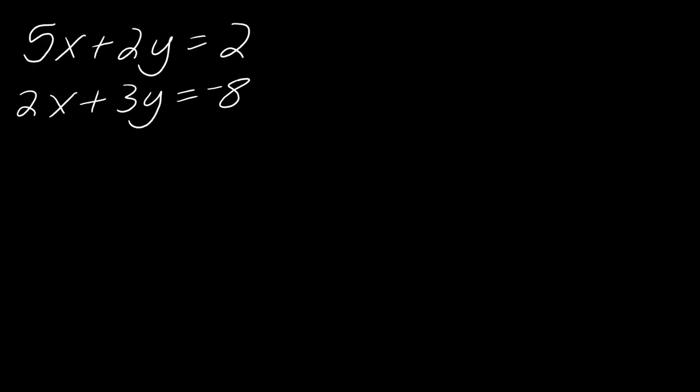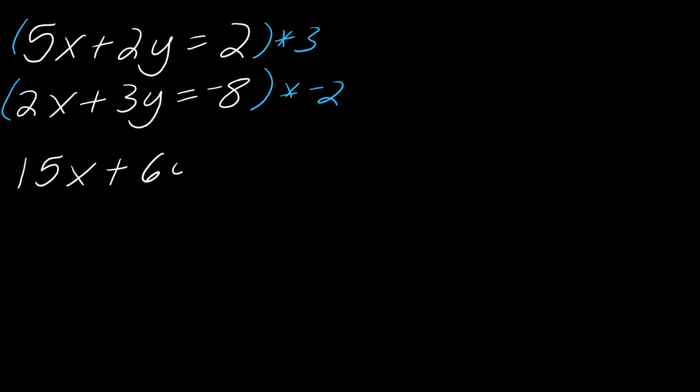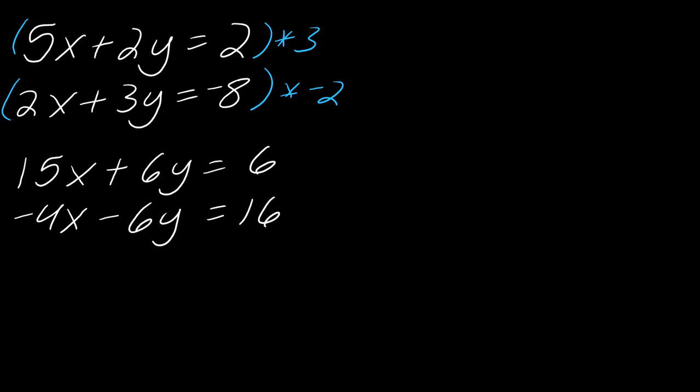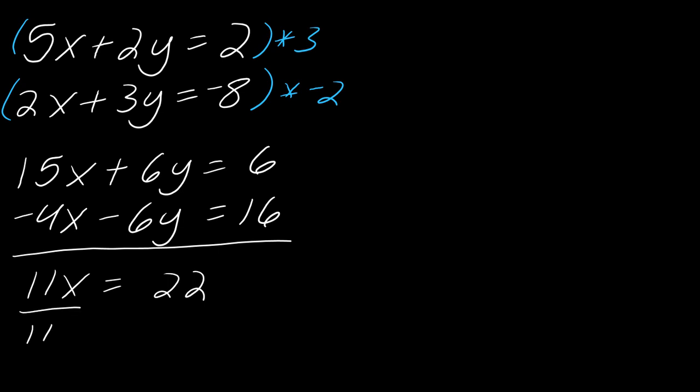Okay, so once again, this is a great problem to use elimination for. So I am going to work on eliminating the y's. I'm going to multiply this line by 3 and this line by -2. So this will become 15x plus 6y equals 6, and -4x minus 6y equals positive 16. And so now if I add these straight down, it looks like I get 11x equals 22. Divide both sides by 11, and I get x equals 2.